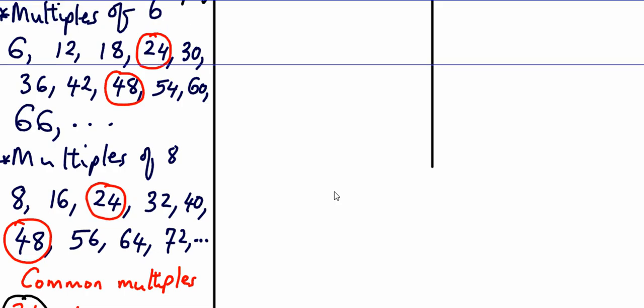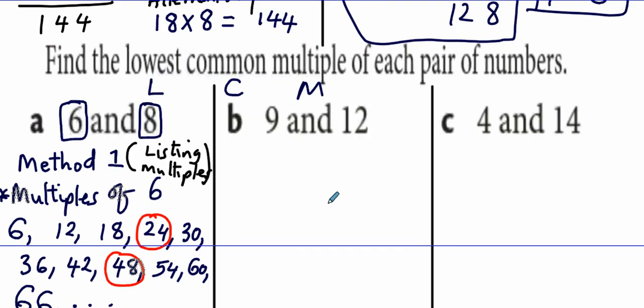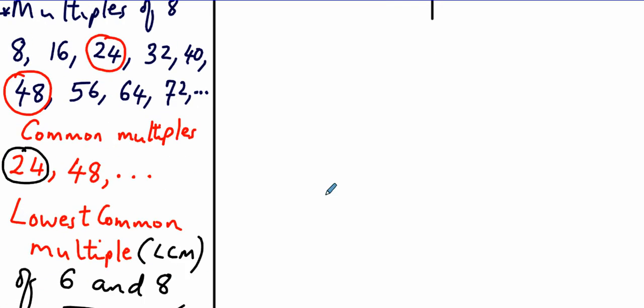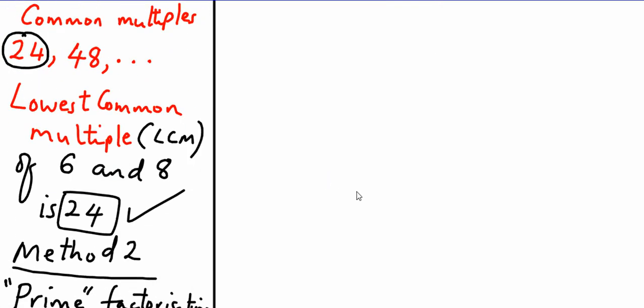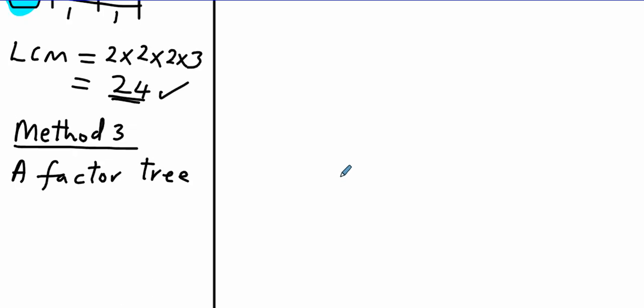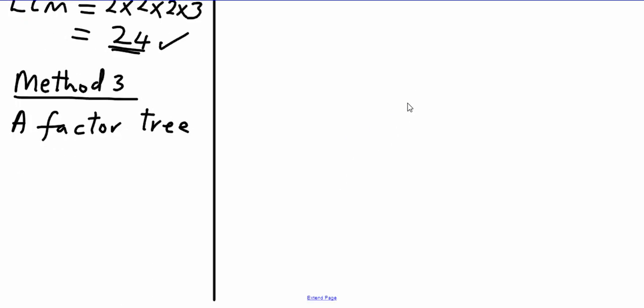Okay, we go back to the question. The question is find the lowest common multiple of each pair of numbers. We have 6 and 8. That is our first pair. So what do we do? We do a factor tree. How does this factor tree look like? The numbers are 6 and 8. Let me start with a factor tree for the number 6.